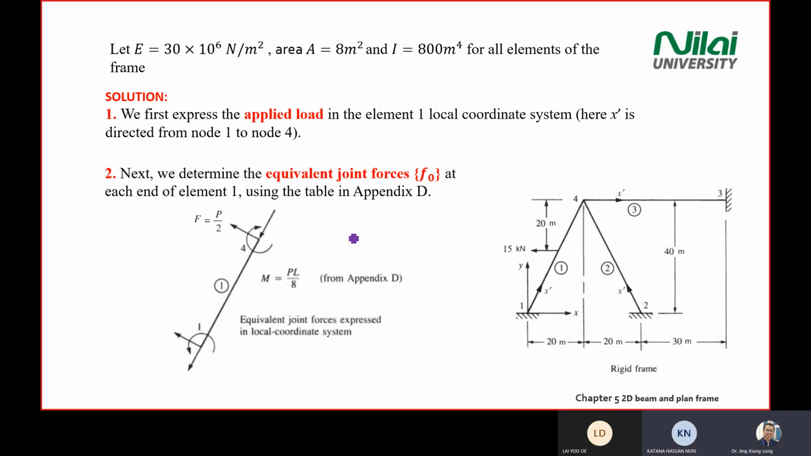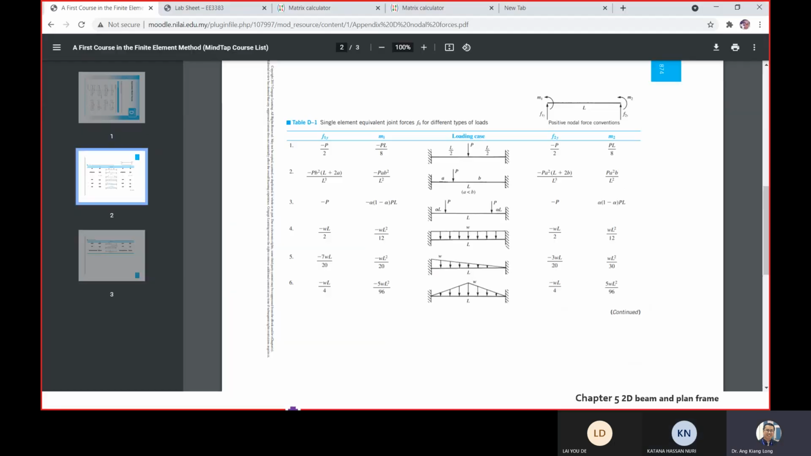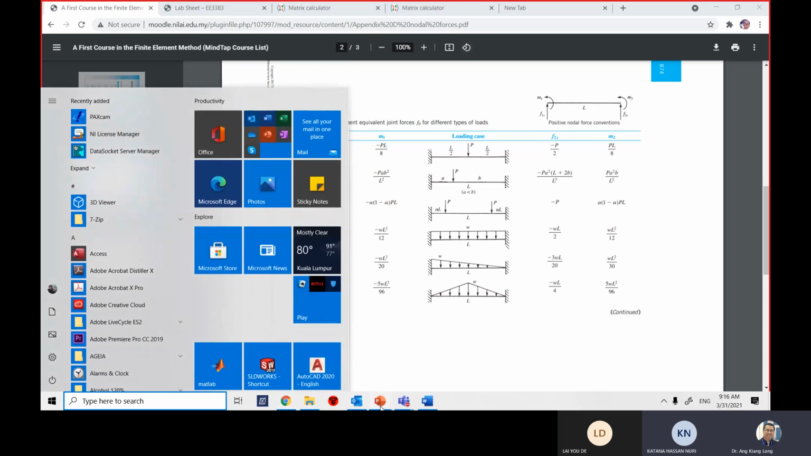Yes. So for this one end is P over 2, and for this other end is P over 2, right? Yes, you refer to Appendix D. You see this one? Minus P divided by 2. Moment is minus PL divided by 8. This one is at the left hand side. This one equals this one, I mean this one you change to both sides. Then on the right hand side you use this formula, force and moment. Do you see it now? Understand? Yes. Okay. Go back to our PowerPoint slides.